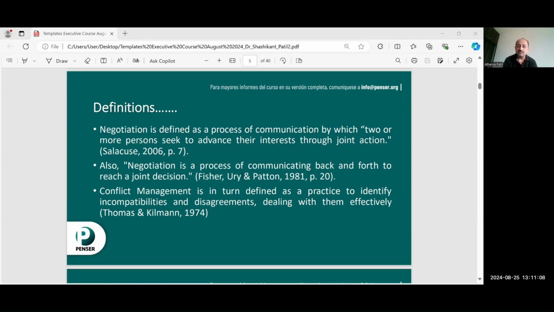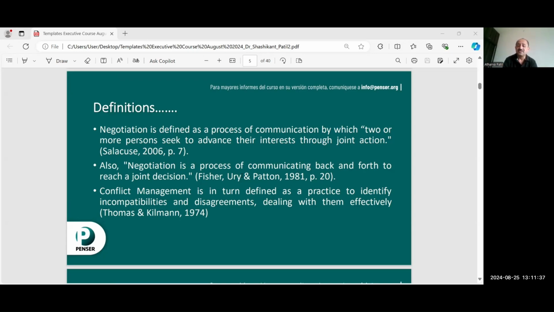And this definition was floated by Salacuse and his colleagues in 2006. They have done substantial research on it and they have defined negotiation. It is one of the processes of communication, and that is very important. Communication is very instrumental, very crucial. It plays a key role in negotiating and resolving conflicts.